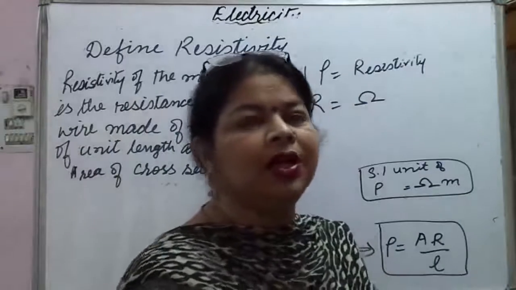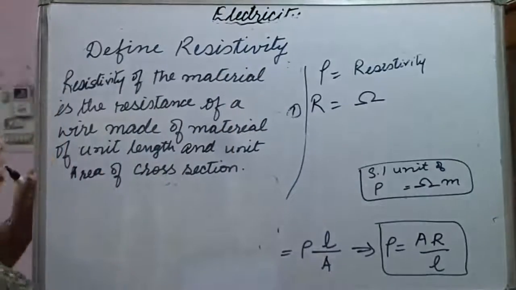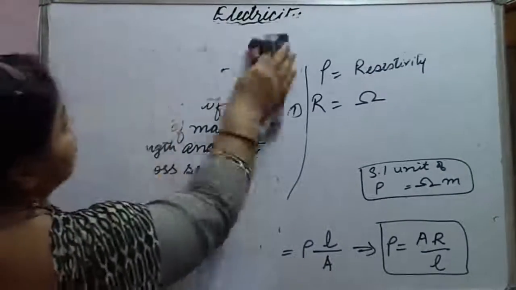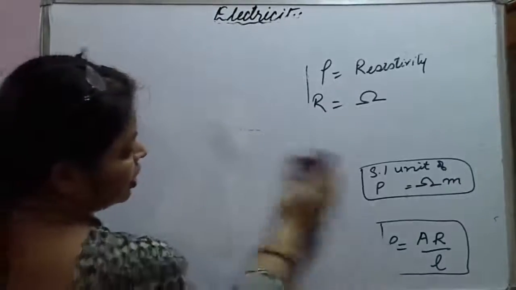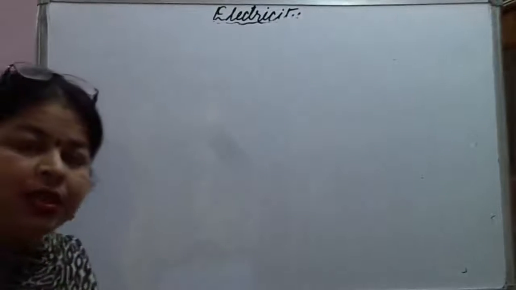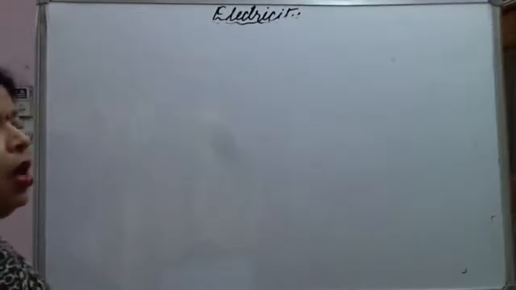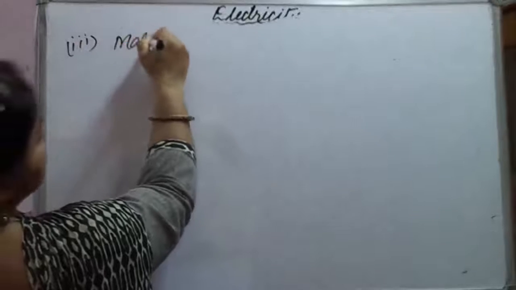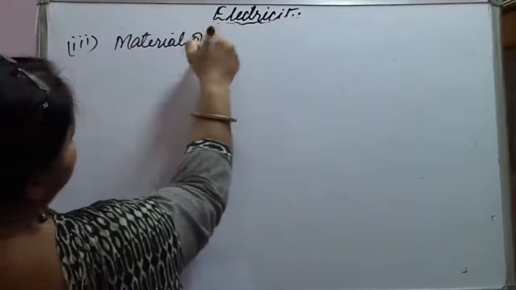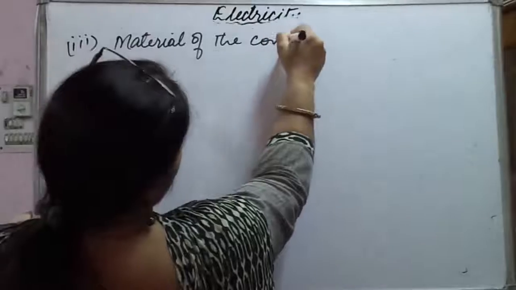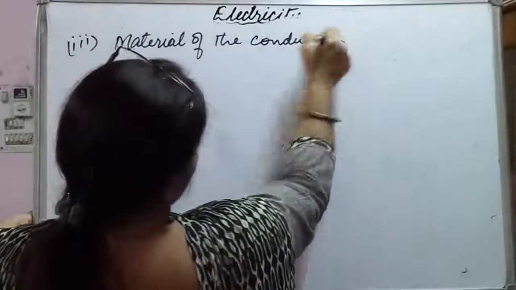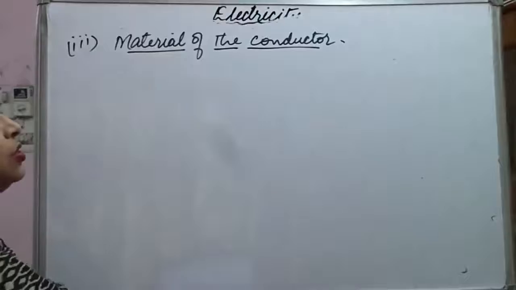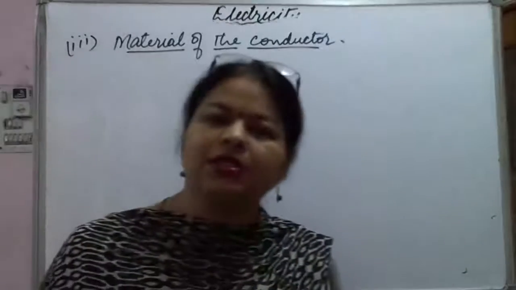Now, what is another factor on which the resistance of a material or a conductor depends? By now we have discussed two. First we discussed length, then we discussed area of cross section. Now the third factor is the material of the conductor. The material of the conductor is also one of the factors on which the resistance depends.